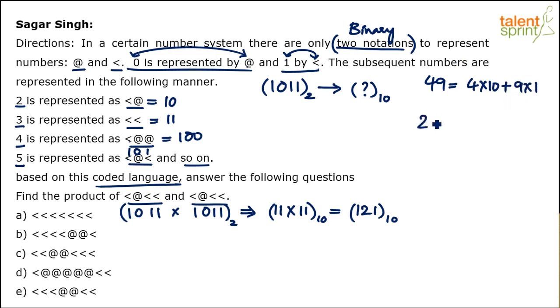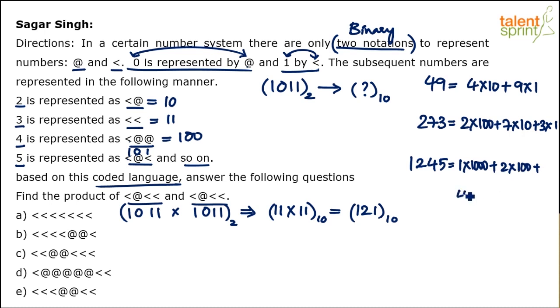Let's say the number is 273. How is this 273 represented? It's 2 into 100 plus 7 into 10 plus 3 into 1. Let's say there is a 4-digit number, 1245. How is this represented? 1 into 1000. There is 1000 there. There are 2 hundreds. There are 4 tens. And there are 5 ones.